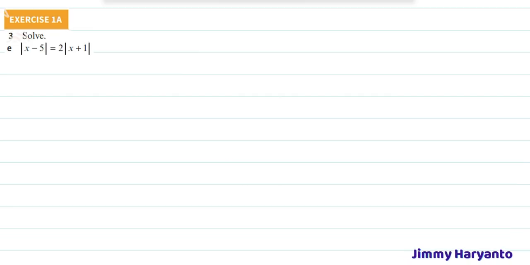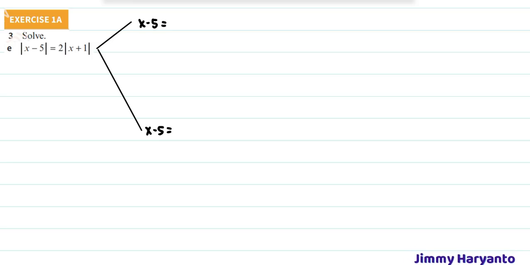Next, still in exercise 1a, question number 3. This one is the third type of the equation. That means still the same, you have to split them into two parts. The first part will be x minus 5 equals to, and then this one also x minus 5. So the first will be positive. That means 2 times x plus 1 like this. The second part will be negative, negative 2 times x plus 1.